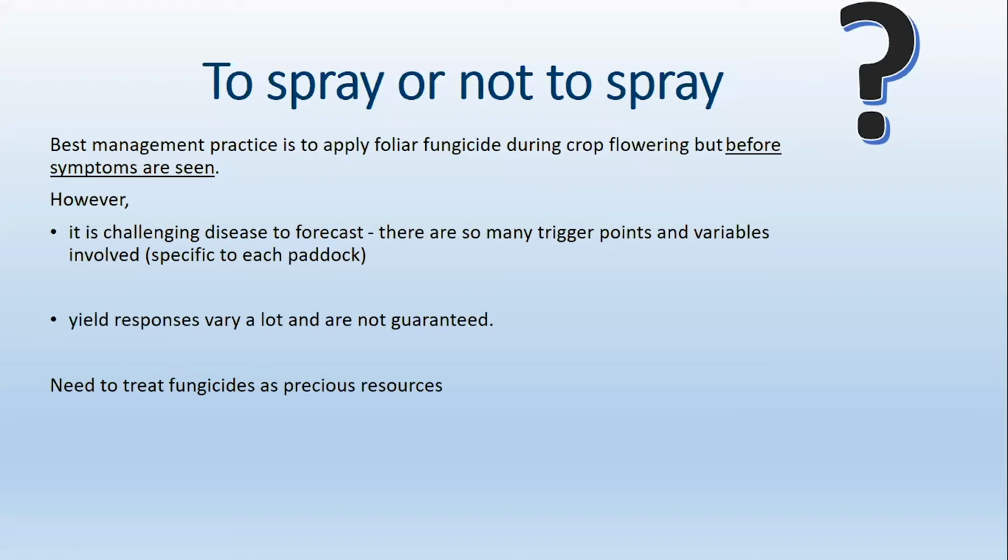However, I've shown you that it's a challenging disease to forecast. There are so many trigger points and variables involved, and they're specific to each paddock. So yield responses vary a lot and they're not guaranteed. Also, we need to treat fungicides as precious resources. So instead of putting a fungicide on every year by rote, we really need to stop and check, is it actually necessary? Because we don't want to be contributing to fungicide resistance issues.